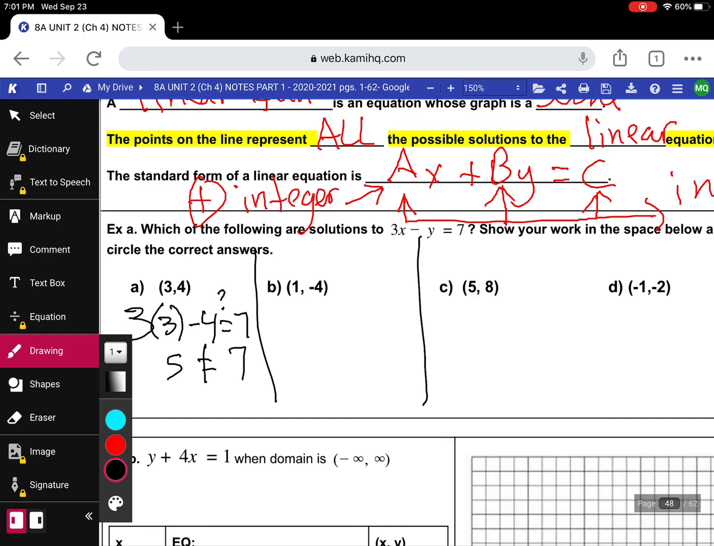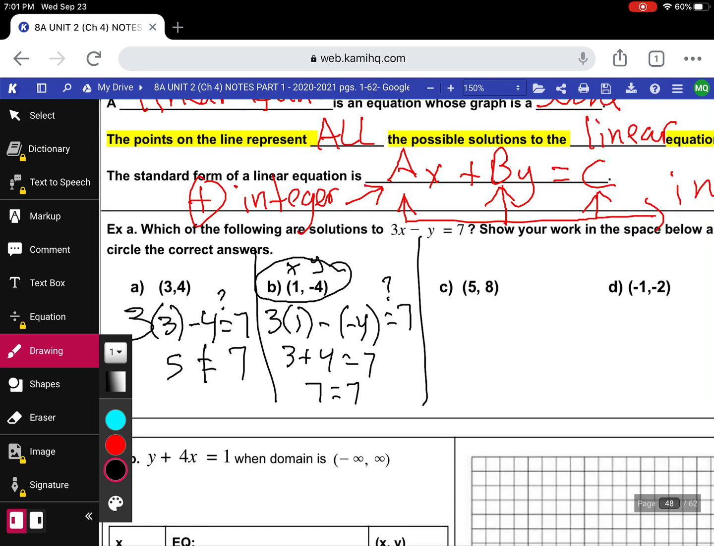We're going to check each one here. We've got 3, because remember, this is x, this is my y. 3 times 1 minus a negative 4 equals 7. I have my question mark again. That's 3, and double negative is a positive. And 7 does equal 7. So we know that this is a solution.